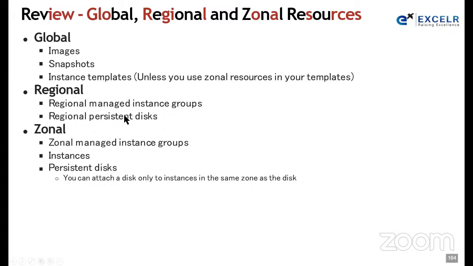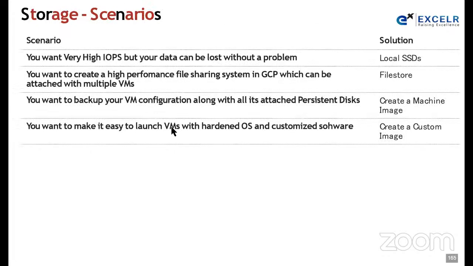Okay, so let us look at some of the scenarios and which storage options will fit that particular scenario. If you want a very high IOPS, but your data can be lost without any problem, then in that case you should go for a local SSD. That is the main thing to remember. It is going to give you more IOPS, but then the data will be ephemeral in nature.